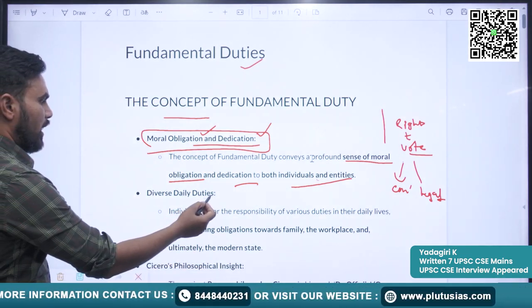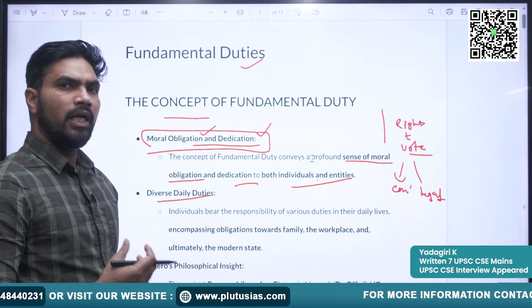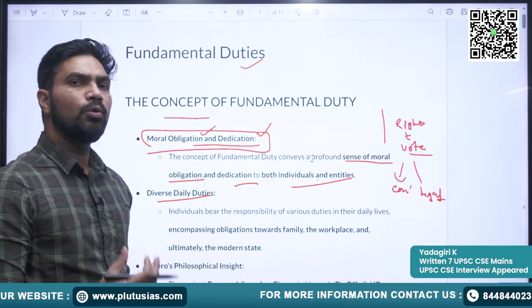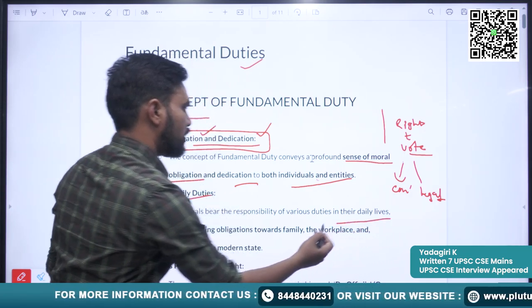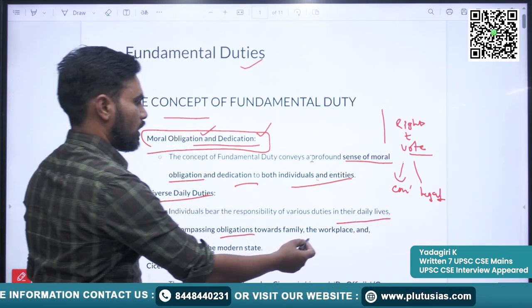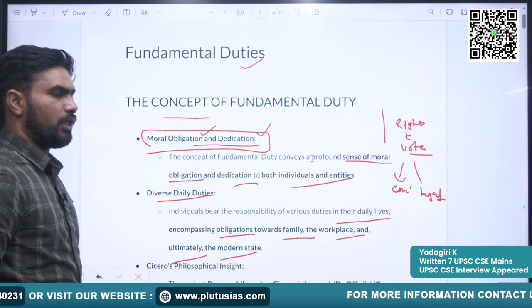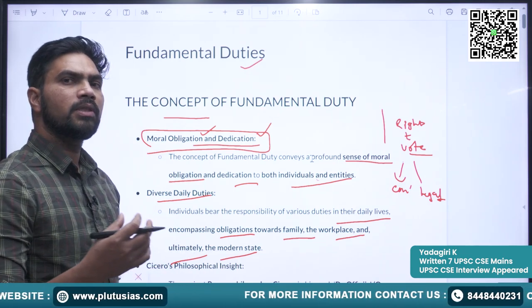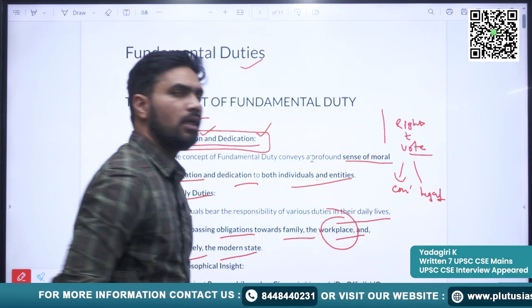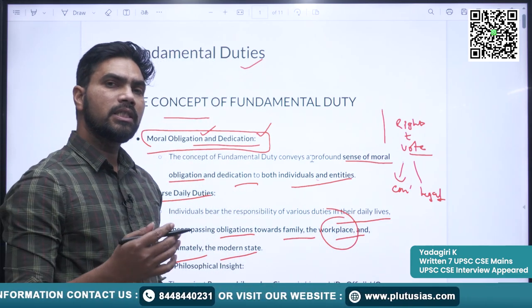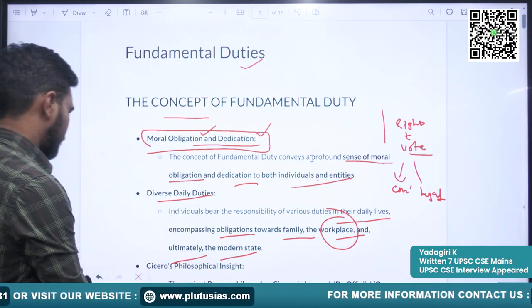Second one is diverse daily duties. The concept of duty shows the diverse daily duties that a human being or a person performs. The daily duties encompass obligations towards family, the workplace, and ultimately the modern state. So a person has to perform certain duties towards his family, towards his workplace where he works, and towards the state also. So basically this is the concept behind the duty.